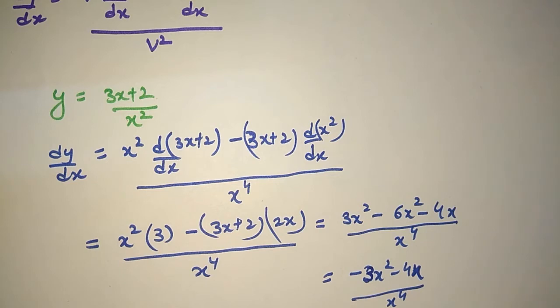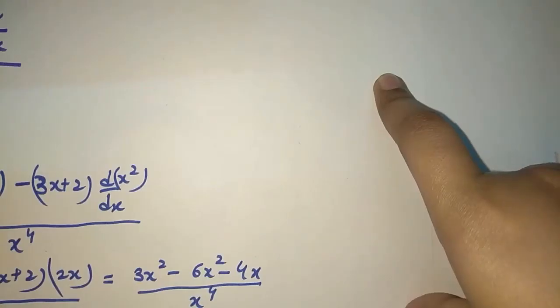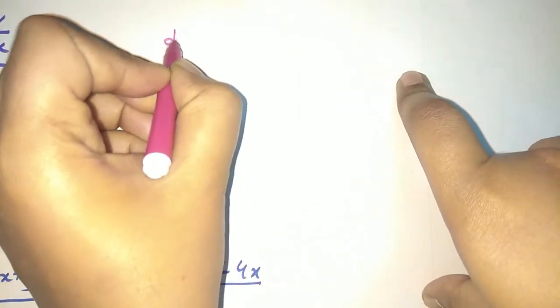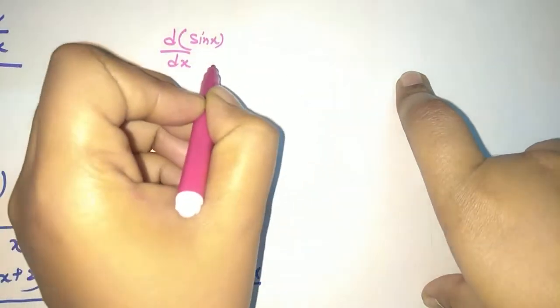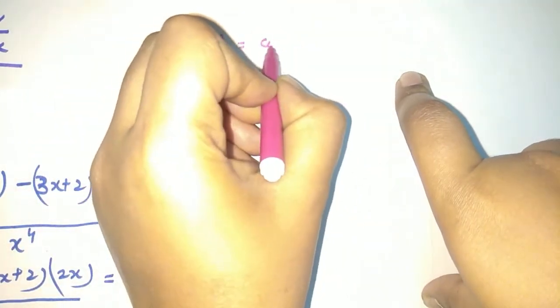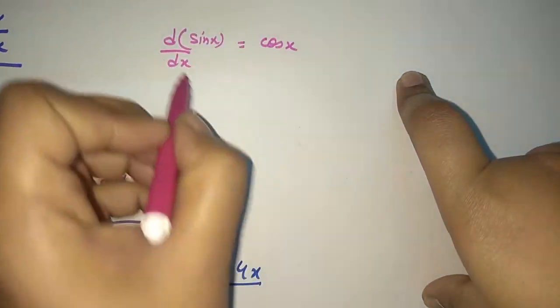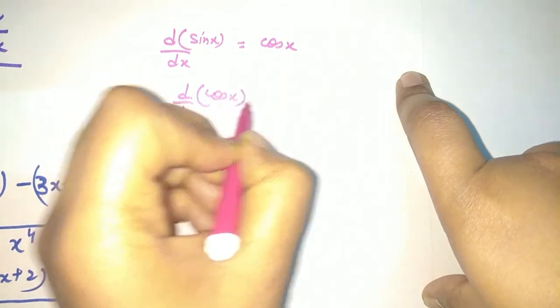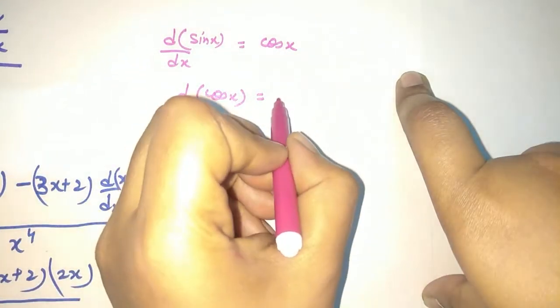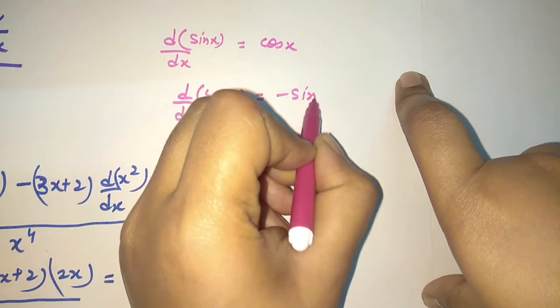Now there are some formulas related to the derivative of trigonometric functions, mainly for sin x and cos x. So always remember that derivative of sin x with respect to x is cos x, and derivative of cos x with respect to x is minus sin x.